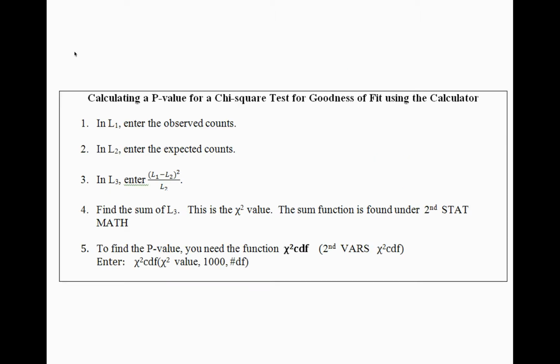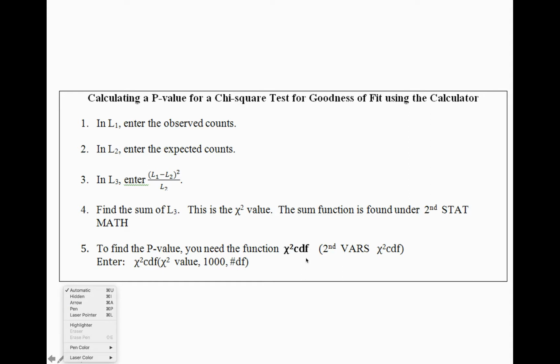All right, now in your notes, there is a box that indicates how to run the steps of the chi-squared test using your calculator. Notice the first 3 steps we went over in class the other day. We put the observed counts into list 1, we put the expected counts into list 2, we entered the formula into list 3, and then we added up all of the components in list 3 so we could get the chi-squared value. Now, to get the p-value, look at step 5 here.